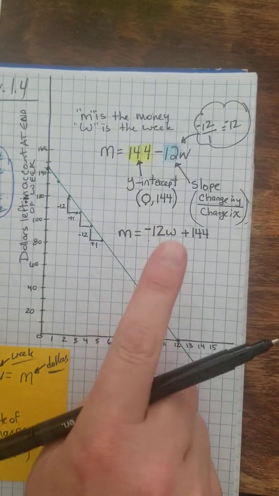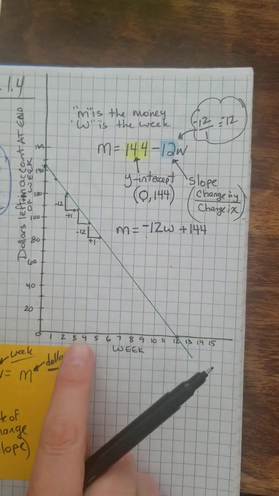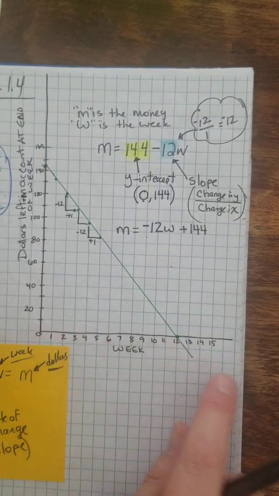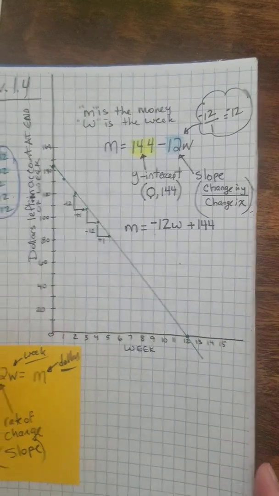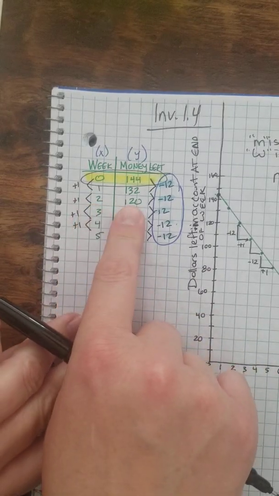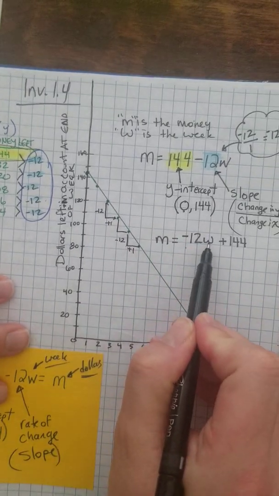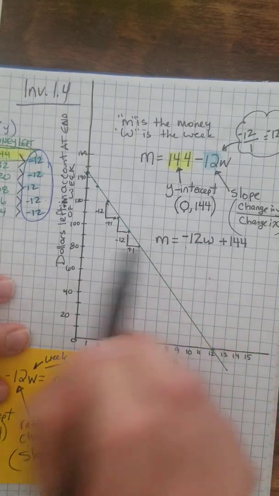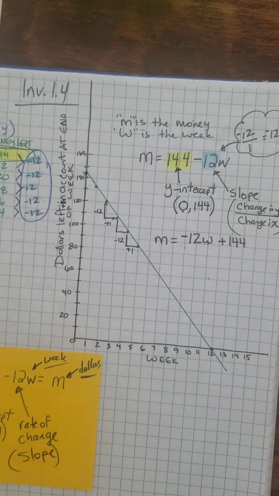If you wanted to check your equation to see if it works out, all you have to do is pick one of the number of weeks that you know the value for. For example, if I go to 2, I know that at 2 weeks it's going to be $120. So all I would do is plug 2 into W, and then solve it to make sure that my money was $120.